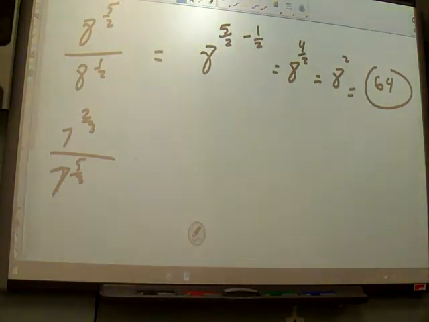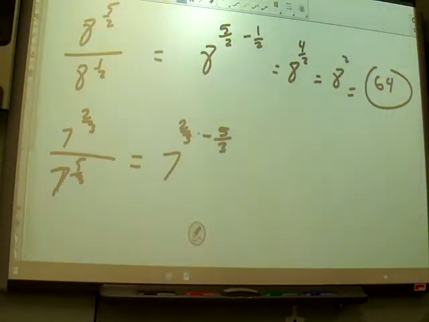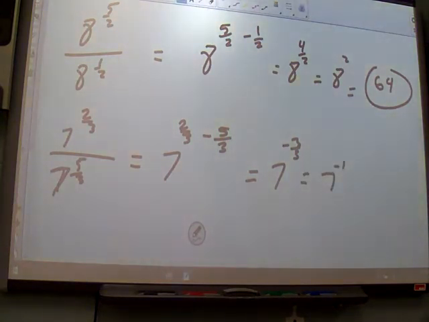Okay, let me get caught up with y'all. This is just like the previous problem. It's division. So we're going to subtract those exponents. And you saw here that if you take 5/3 away from 2/3, you get a negative. So that was 7 to the negative 3/3. And negative 3/3 is the same as negative 1.